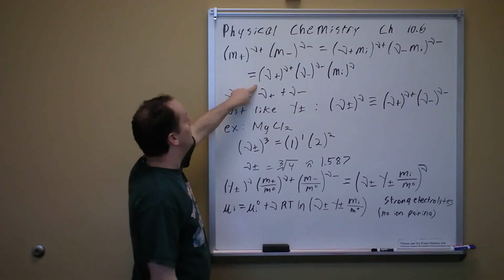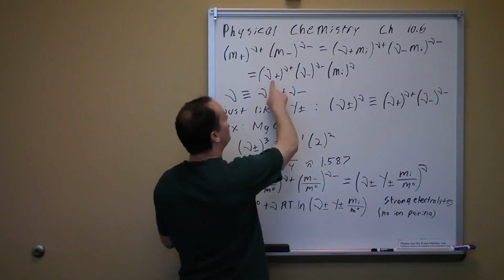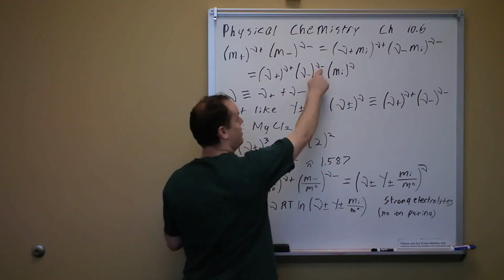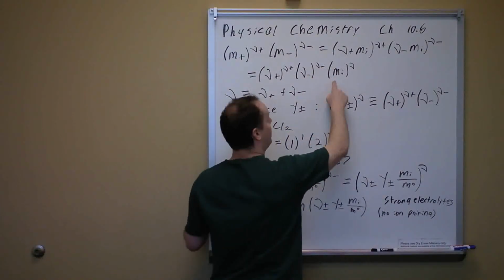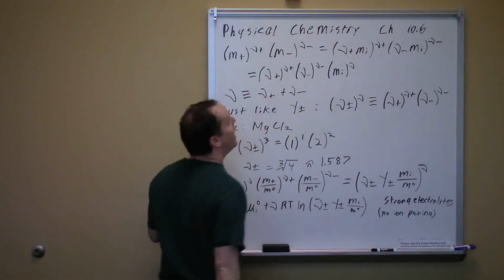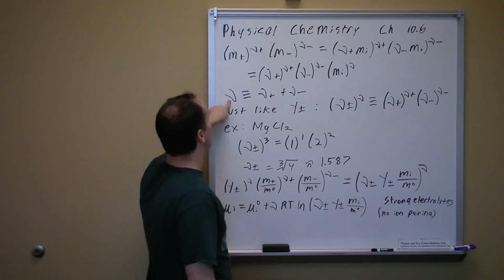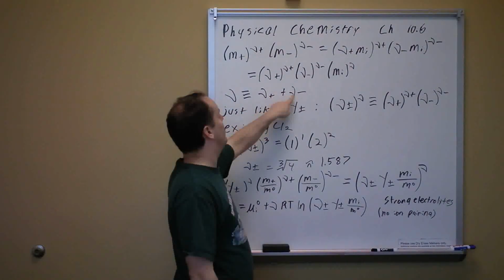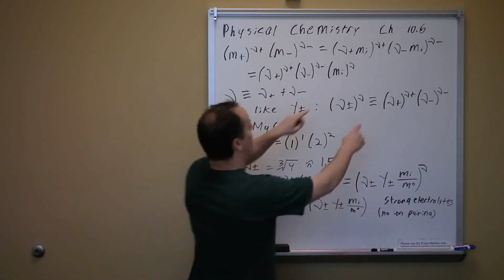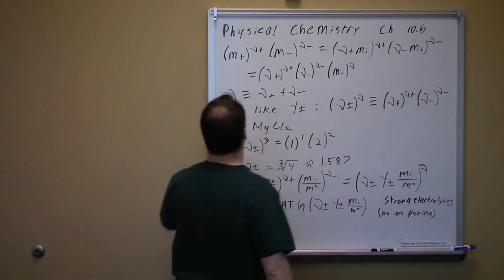Now we can separate those out. So we get nu plus to the nu plus times nu minus to the nu minus times the molality of I to the nu power. Because remember, nu is just nu plus plus nu minus. So that's how we were able to combine these two.